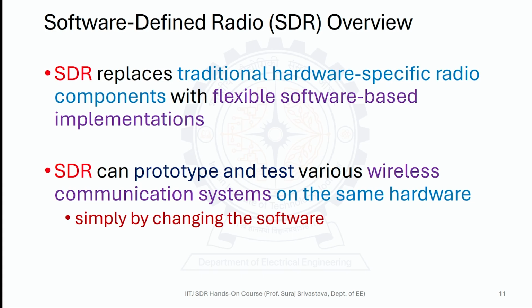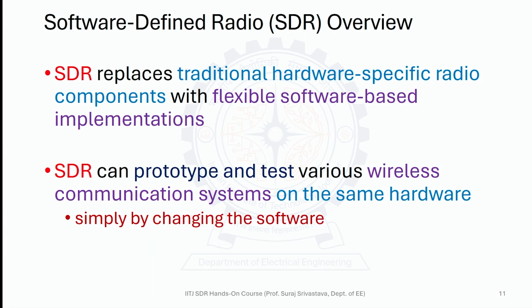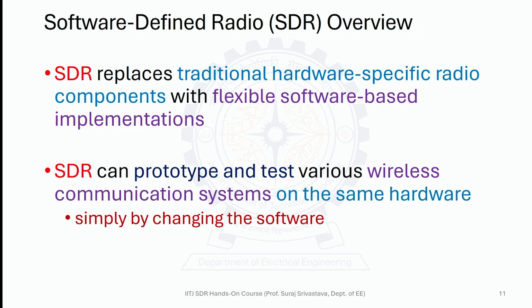Again, I will repeat this. SDR is not the end product of a wireless communication system. It is for prototyping and testing various communication systems simply by changing the software. As I already mentioned, if you want to prototype a Wi-Fi system, you can implement a Wi-Fi system on the SDR. If you want to implement a 4G system, 5G system or any other advanced communication system, you can implement it on the same SDR. This is what SDR enables us to do.